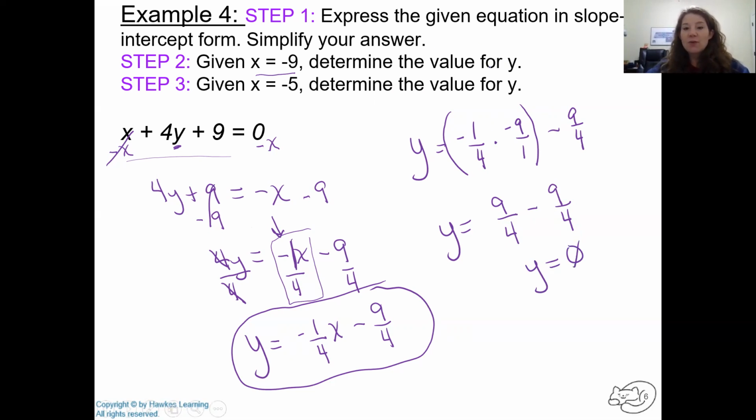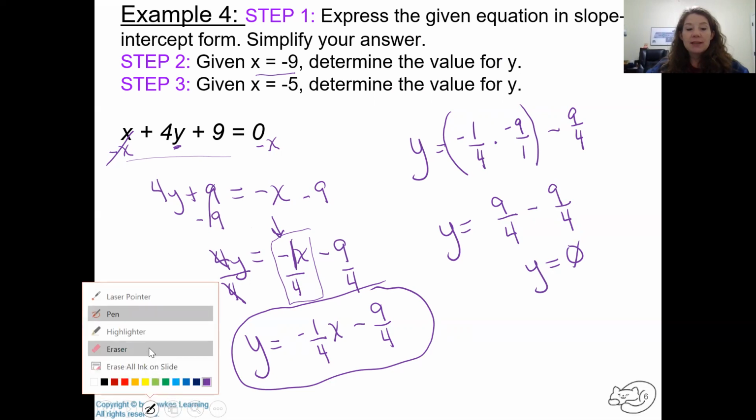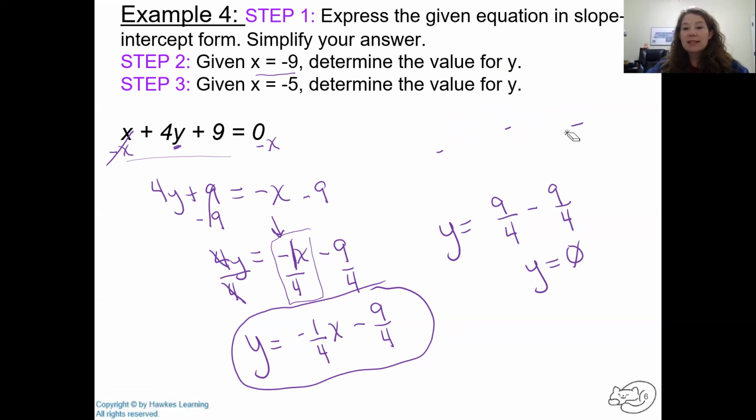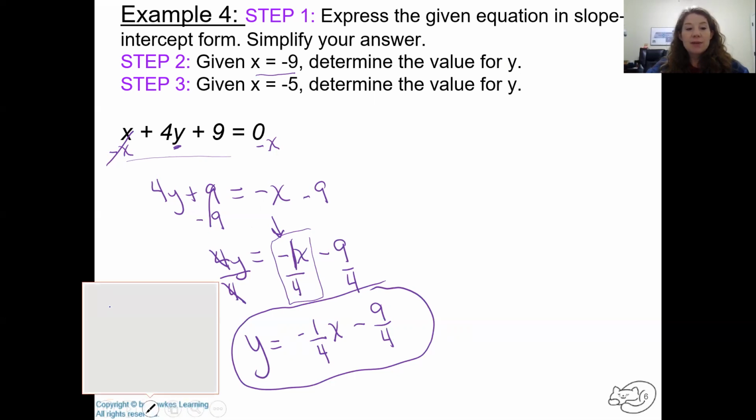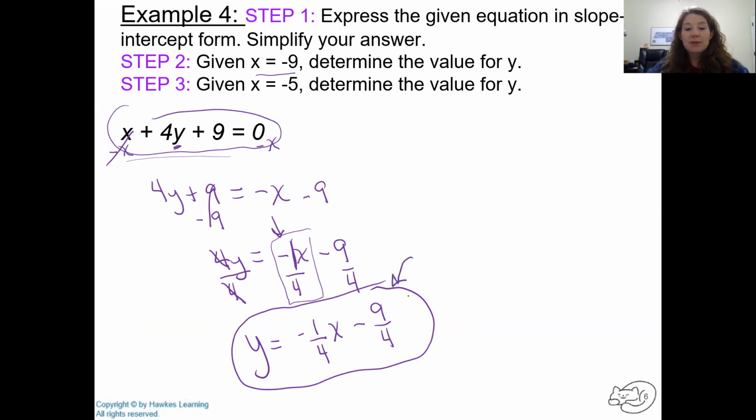Determine a value for y when x equals -9. All right, let me do step 3. They give us another value for x. So let me get rid of all this. All right, this time I'm going to use, and I could use my original formula to plug these in. It doesn't matter. I just decided to use that one, but these are equivalent. So now we're going to use -5.